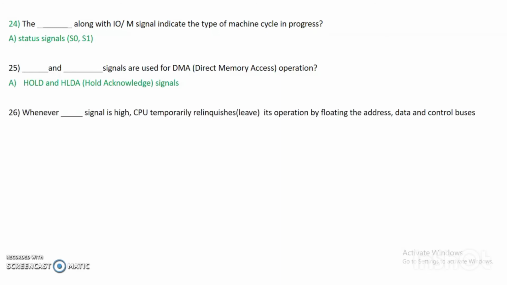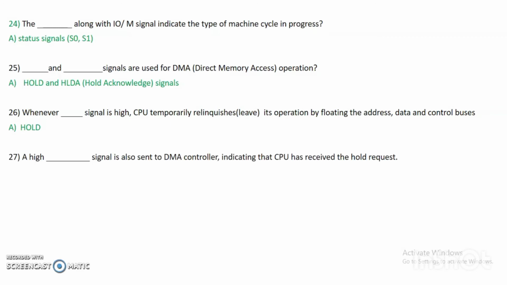Bit number 26. Whenever dash signal is high, the CPU temporarily relinquishes its operation by floating address, data and control buses. So the answer will be hold signal. So whenever the hold signal is high, the CPU temporarily leaves its operation by floating the address, data or the control buses.